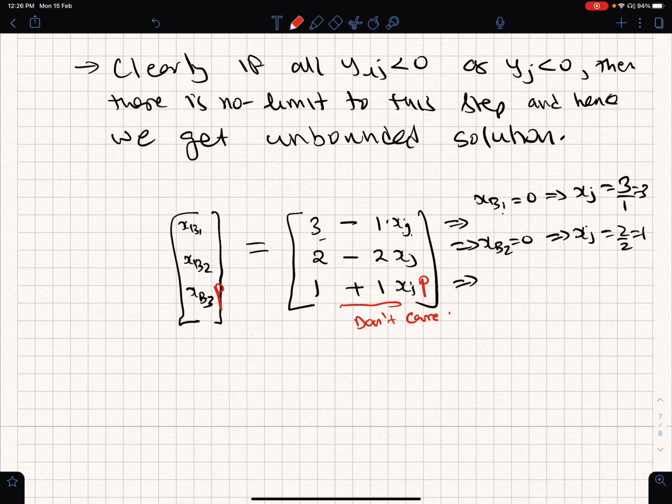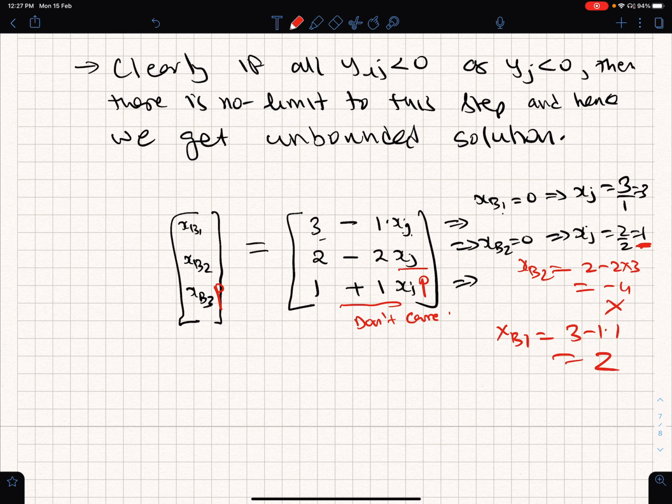Now, suppose I decided to go by the first equation by convenience and increased xj to 3. Then what will happen to xb2? If I allowed xj to go to 3, then this will become 2 minus 2 into 3, which is minus 4, which is not permitted. No variable can be negative. Hence, can I go up to 3? No, I have to stop when xb2 becomes 0. At that point, xb1 value automatically reduces from its present value of 3 to 3 minus 1 into 1, which is 2.